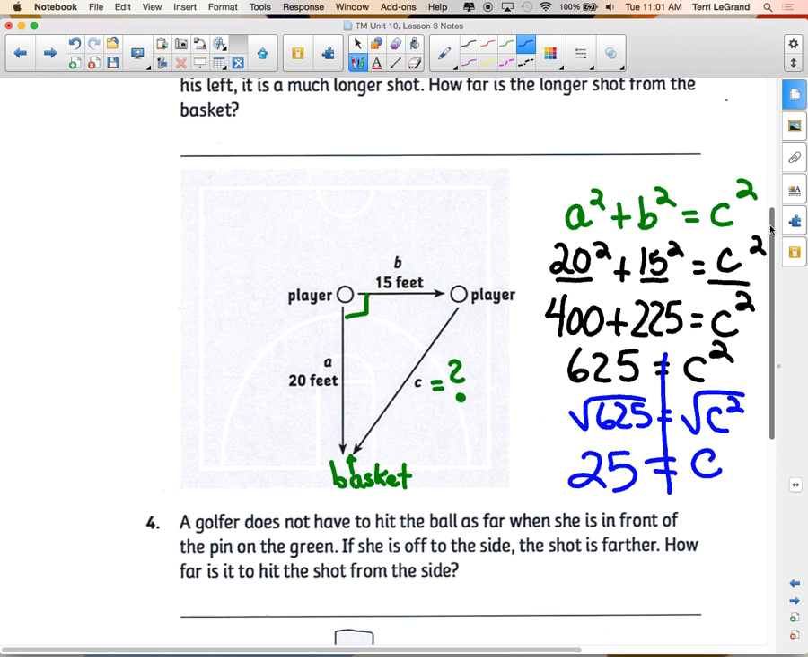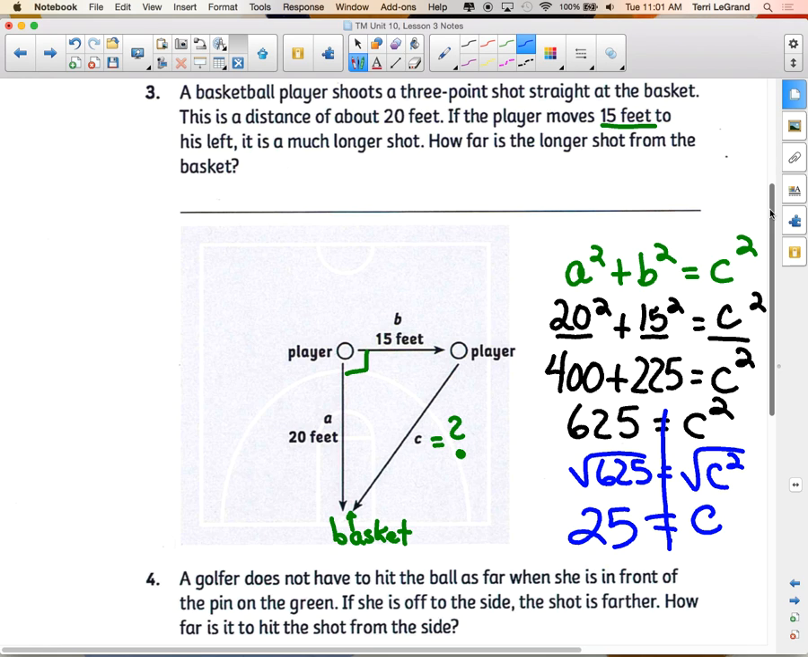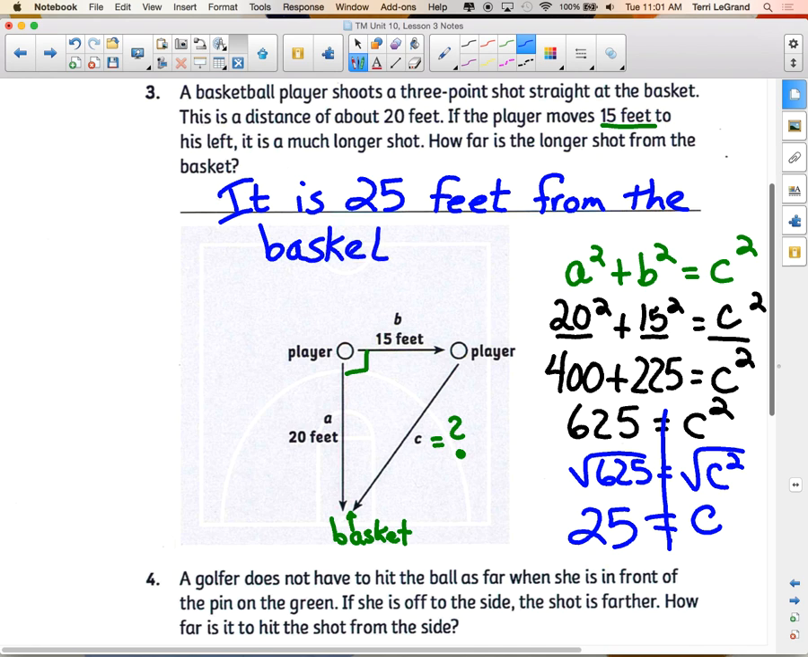Okay, so now we're going to answer our question up here. How far is the longer shot from the basket? It is 25 feet. Is that what it is, feet? We don't abbreviate in sentences. From the basket. Extra 5 feet.